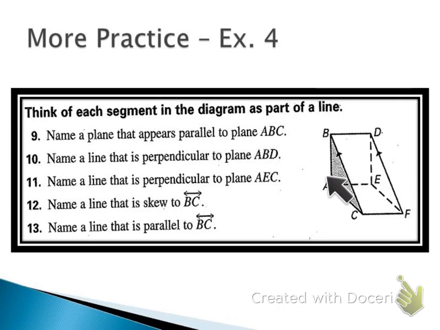Plane DEF, very good. So planes A, B, C, and DEF appear to be parallel. All right, next. Julian, which one would you like to answer? All right, what'd you get? Very good. We wanted a line parallel to BC. Line DF is marked as being parallel to BC.